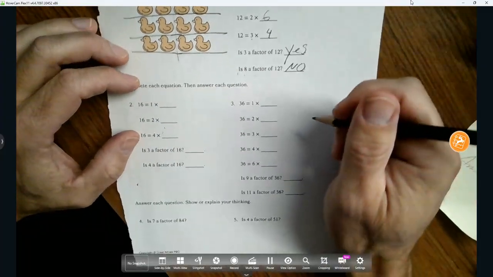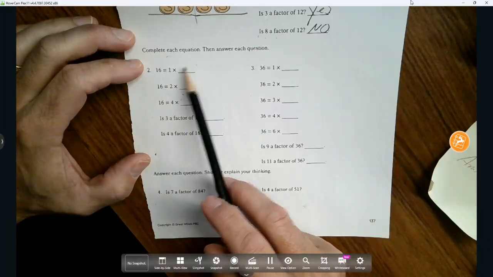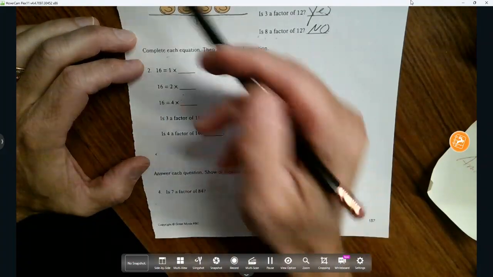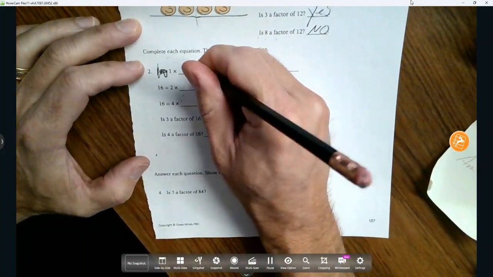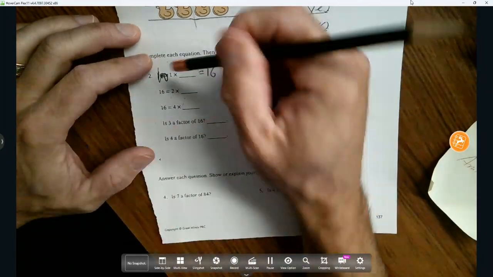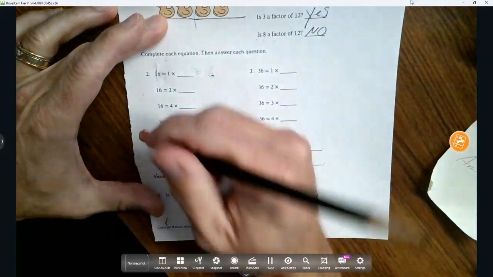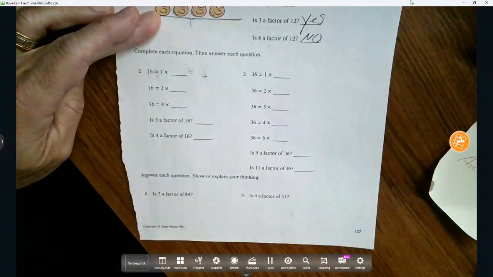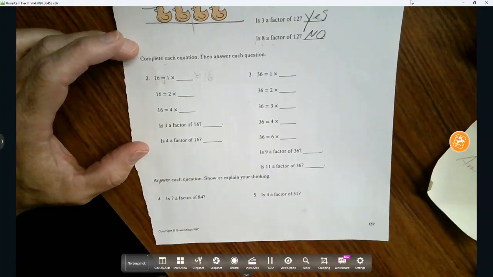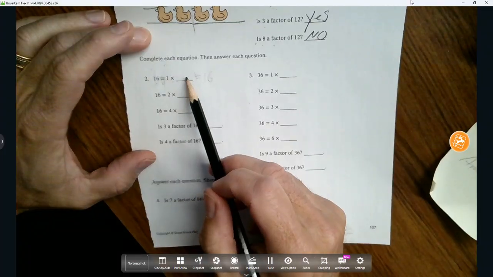The next one says complete each equation, then answer each question. 16 equals 1 times what? So what number? Just work these backwards. I don't like when they write them this way. I would rather they wrote them like this. That makes more sense to me, but they write them the other way. So just think about it backwards. You can think about it like a division problem if you want. A multiplication problem is a division problem backwards, and a division problem is a multiplication problem backwards. So 16 divided by 1 equals what? Put that there.